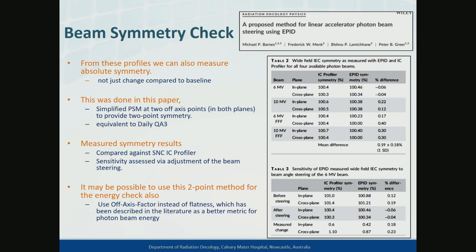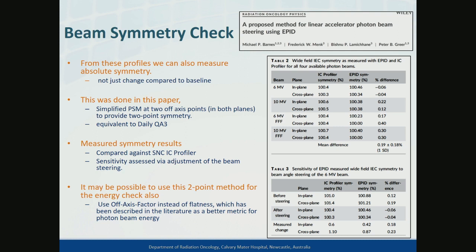And what we found is pretty good agreement. Our worst case was 0.4% with a mean of about 0.2%, and we thought this was pretty good. We also demonstrated the sensitivity of the method by adjusting our beam steering until we saw a 1.1% change in symmetry on our profiler, and our PSM corrected EPID method showed agreement within 0.2% of that as well. So we demonstrated sensitivity of the method.